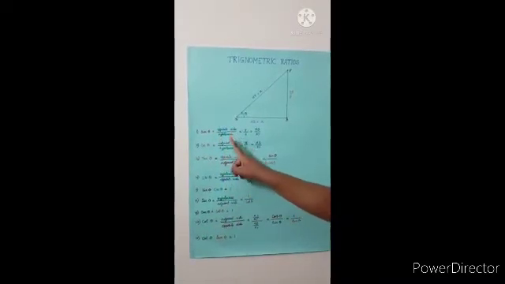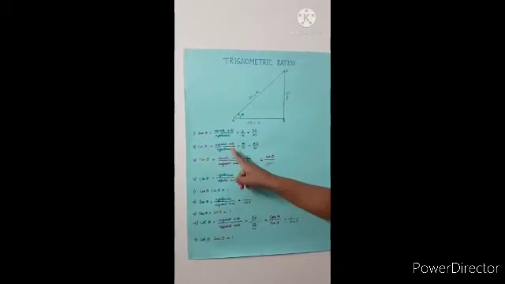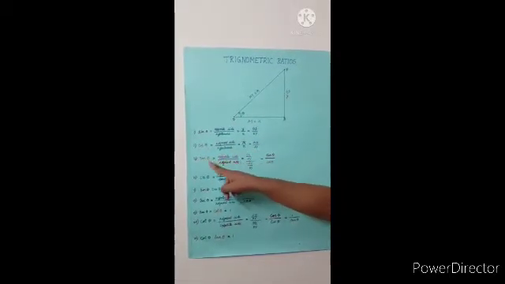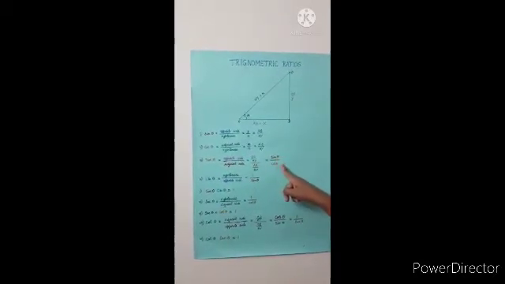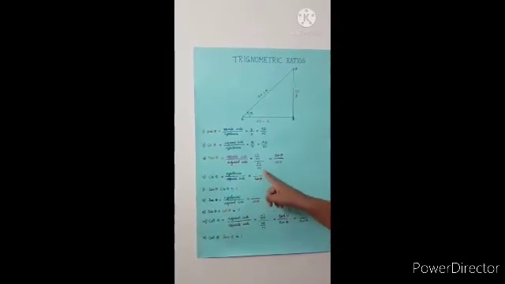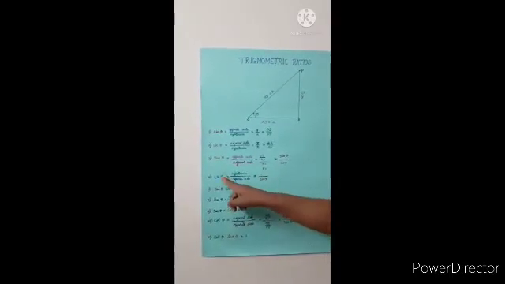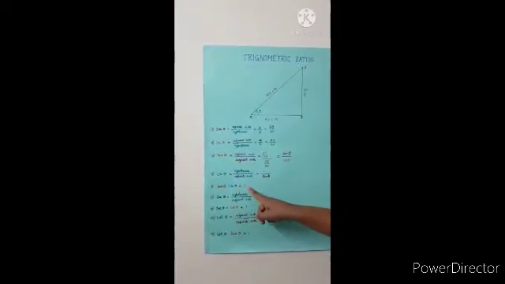Sin theta is opposite side by hypotenuse, Y by R. Cos theta is adjacent side by hypotenuse, X by R. Tan theta is opposite side by adjacent side, so we can also write it as sin theta by cos theta. Cosecant theta is hypotenuse by opposite side. We can also write it as 1 by sin theta. Cosecant theta and sin theta are inverses. Sin theta into cosecant theta is equal to 1.